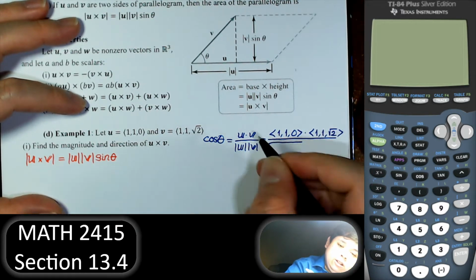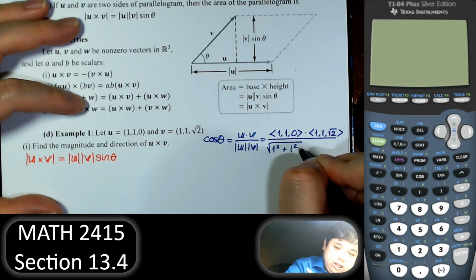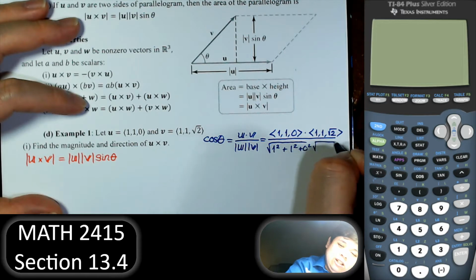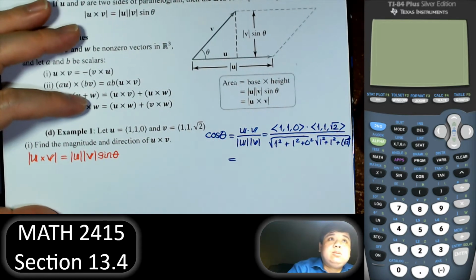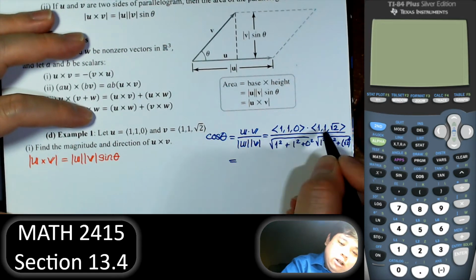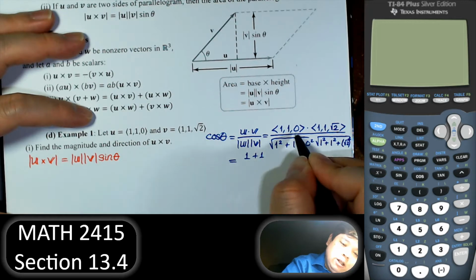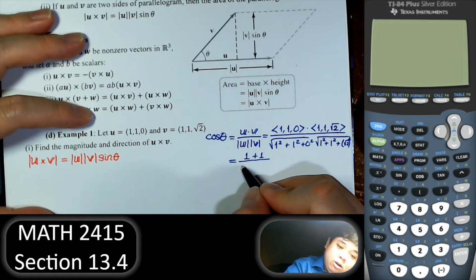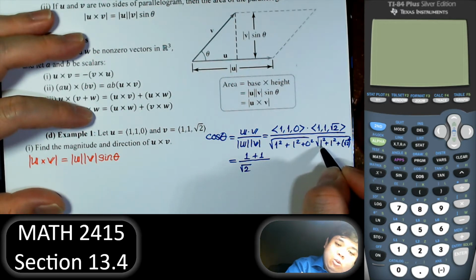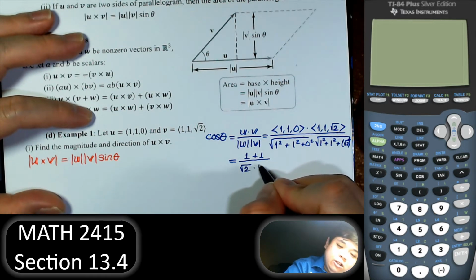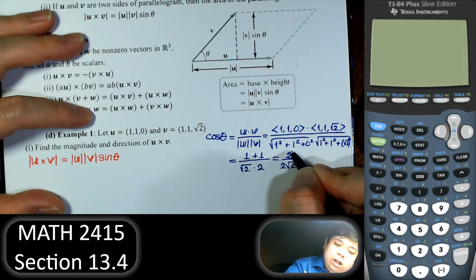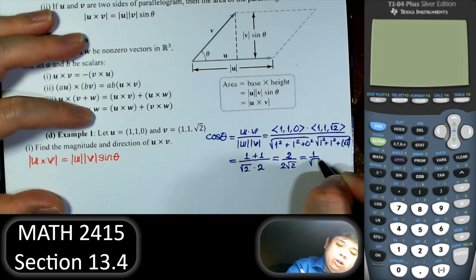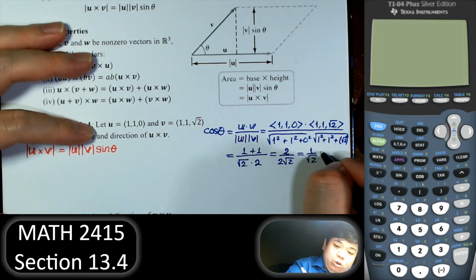over the square root of 1 square plus 1 square plus 0 square, times the square root of 1 square plus 1 square plus square root of 2 square. So it's 1 and 1, and 0 times square root of 2 is 0. At the bottom we have square root of 2 times the square root of 4, so we have 2 over 2 square root of 2. Cancel out, we just have 1 over square root of 2. By the way, that's like square root of 2 over 2.